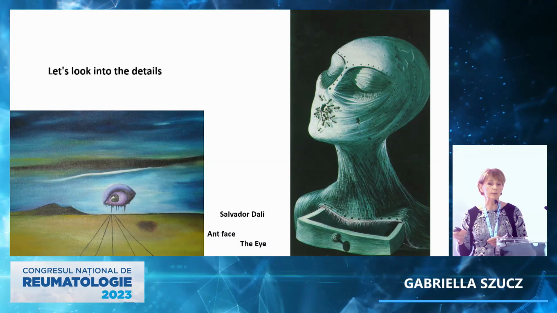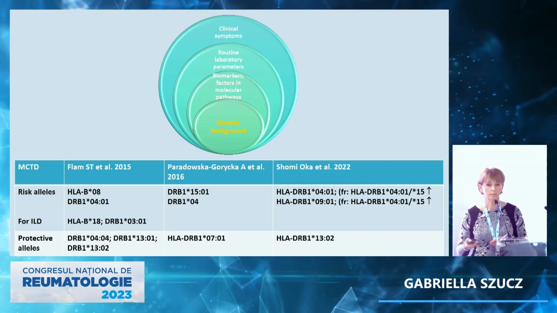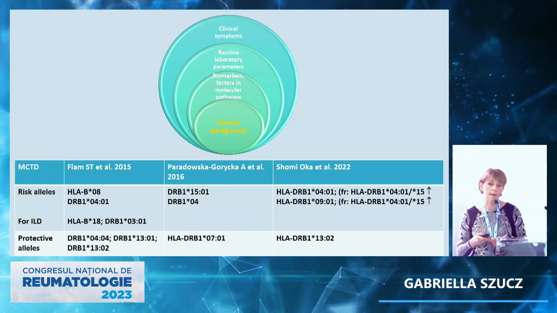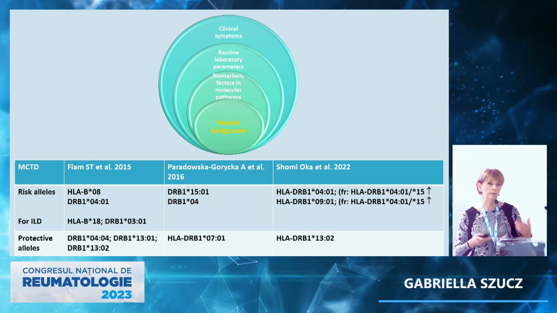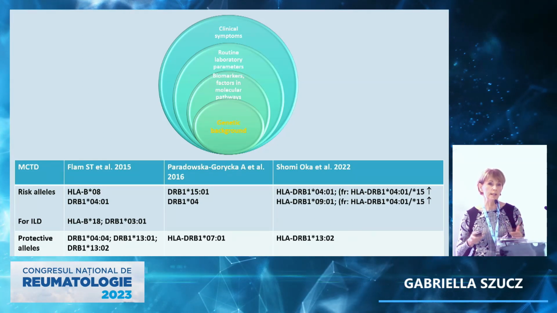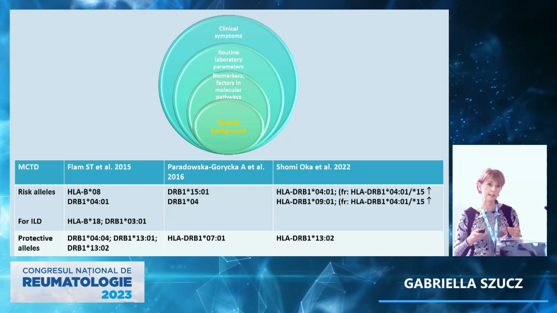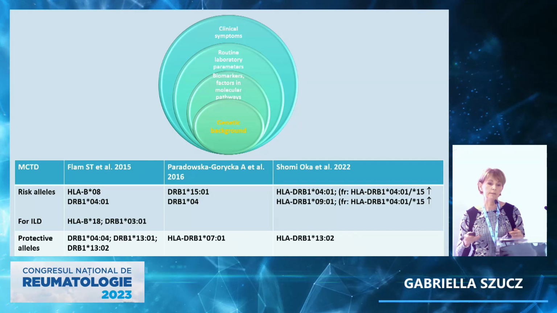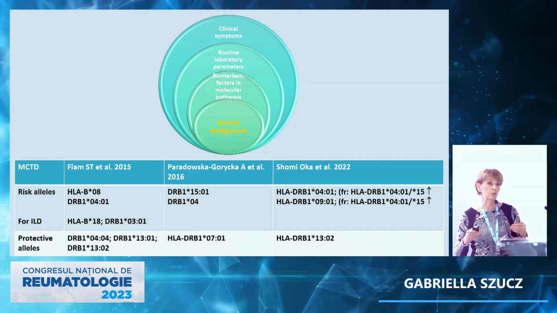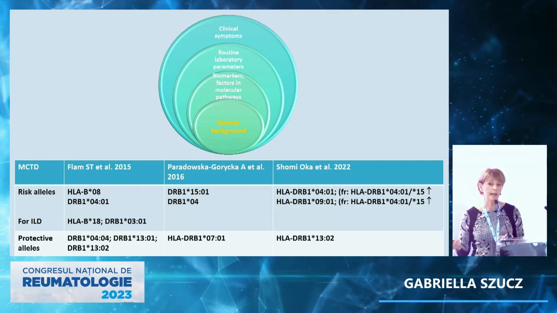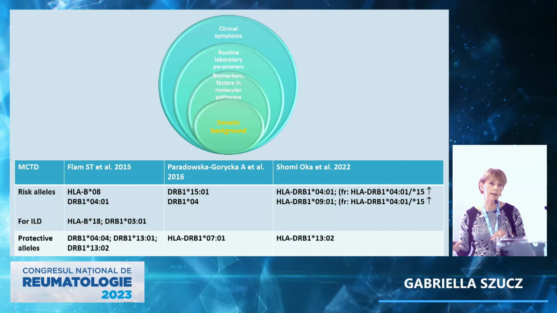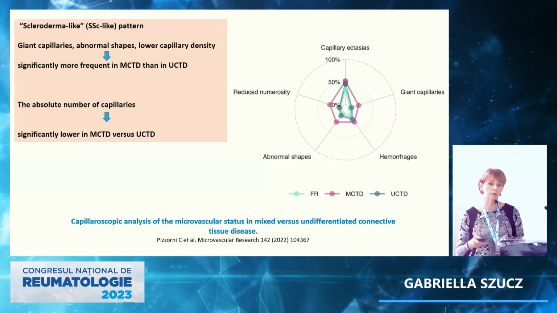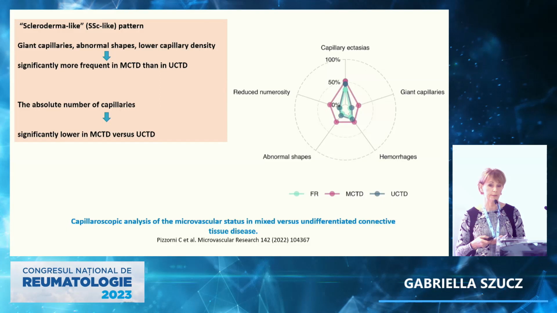But let's look into the details. We have some data about the genetic background of MCTD, and some of them show a genetic correlation with MCTD, but this is not strong evidence yet. And we have genetic alleles which could be protective against MCTD. Of course, we require further evaluation to improve our knowledge about this subject.